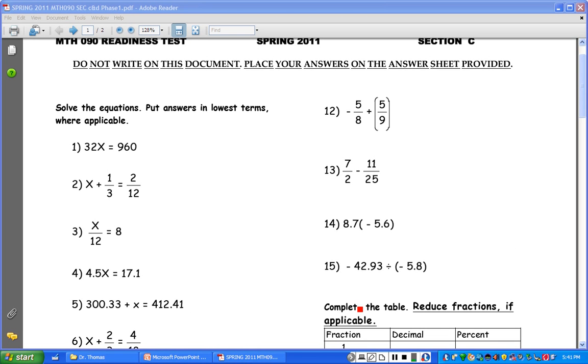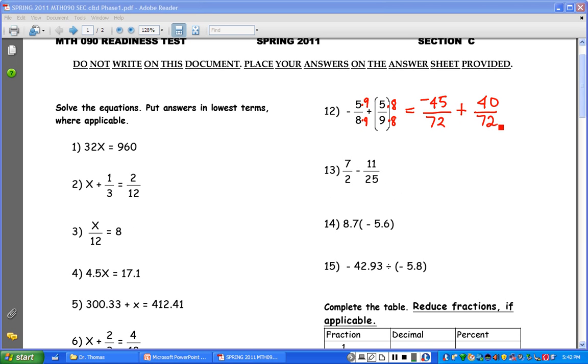Alright, 72 is correct. So 8 times 9 will give us that 72, and you need to multiply top and bottom by 9. 9 times what will give you 72? 8, of course. Therefore, the equivalent fractions are negative 45 over 72 plus 40 over 72.